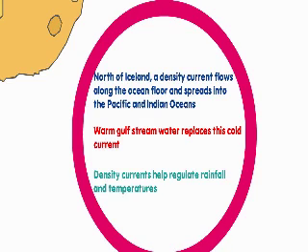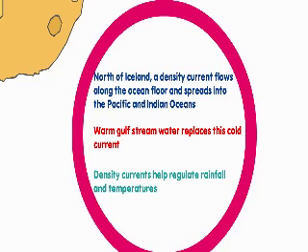North of Iceland, a density current flows along the ocean floor and spreads into the Pacific and Indian Ocean. And once again, that's helping to spread out not only the temperature, but also the salinity and the solids that are dissolved. The warm Gulf Stream, like we talked about, replaces this cold current. So once again, where there was cold water, there's now warm water. And that energy comes from the sun hitting on the equator.